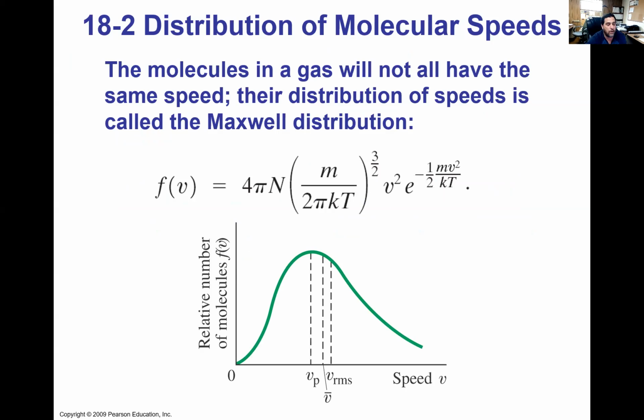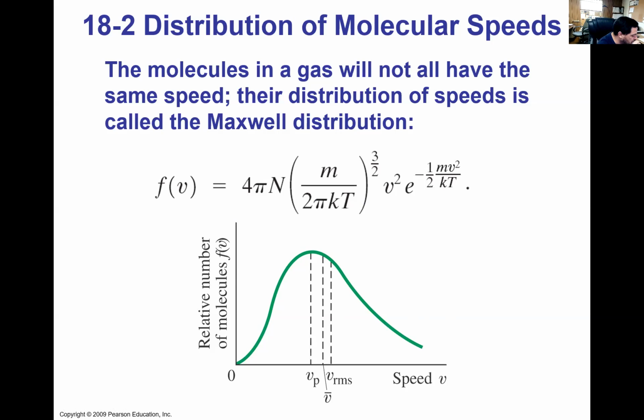So if you plotted the speed on your x-axis and the relative number of molecules on your y-axis, your average, on a Maxwell distribution, would be slightly to the right, whereas your most probable speed is here, which is the peak of your distribution. So your average is here, and then your VRMS is here. V sub P is your most probable speed. So the distribution of molecules in an ideal gas is shown by this Maxwell distribution.